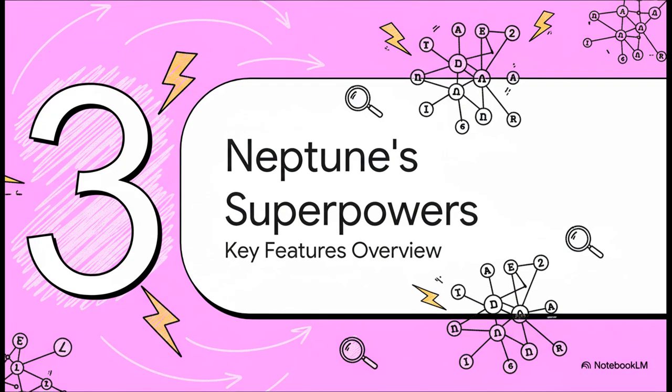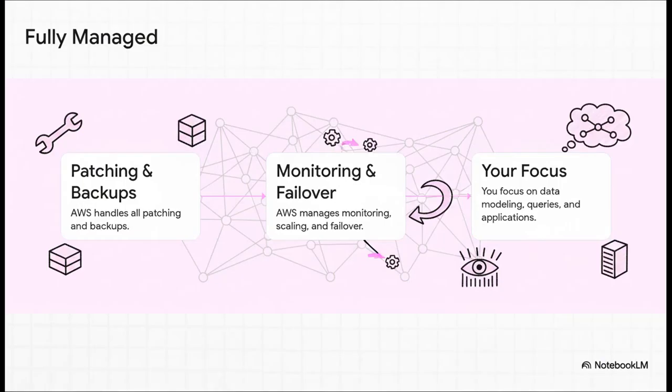So what gives Neptune its edge? What makes it tick? Let's break down its key features, which, honestly, I like to think of as its core superpowers. This first superpower, being fully managed, is a total game changer for developers. It means AWS is taking care of all the tedious, time-consuming busy work, the patching, the backups, the monitoring, all of it. This frees up your teams to focus on what actually moves the needle, building amazing applications and pulling real value out of their data.